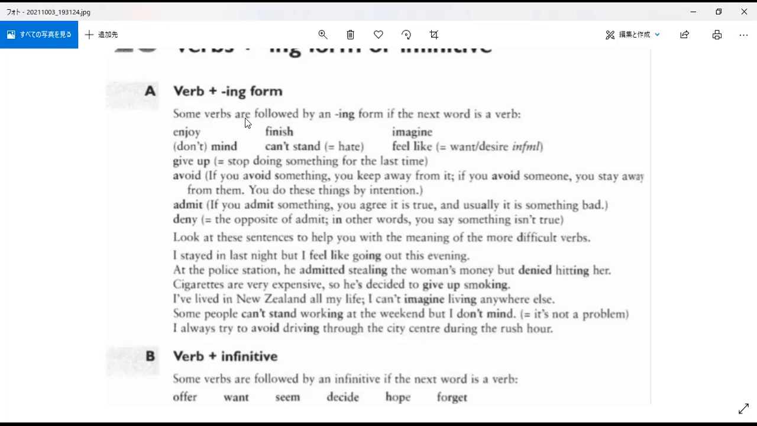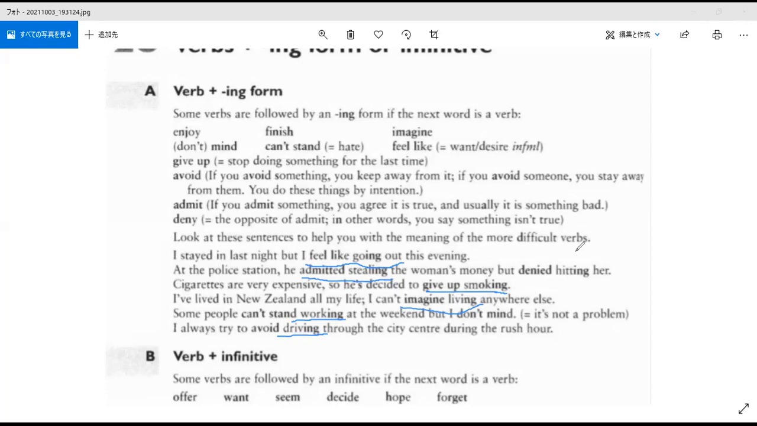I feel like going out, like this one. I feel like going out this evening. Like he admitted stealing. Itu kan melakukan sesuatu ya. Give up smoking. Smoking itu kan merokok. Stealing itu kan mencuri. Living itu kan hidup. Working, bekerja. Driving, mengemudi ya. Yeah, it's because it's something that's currently happening, like currently ongoing.